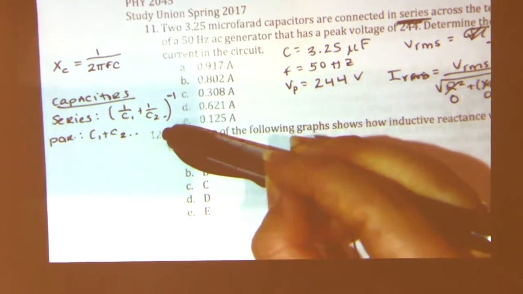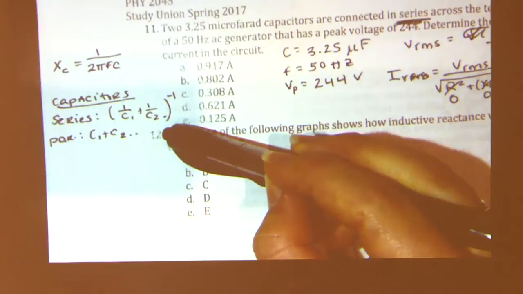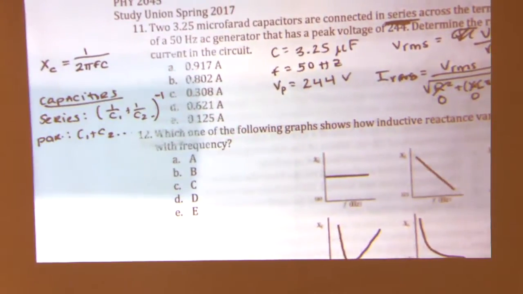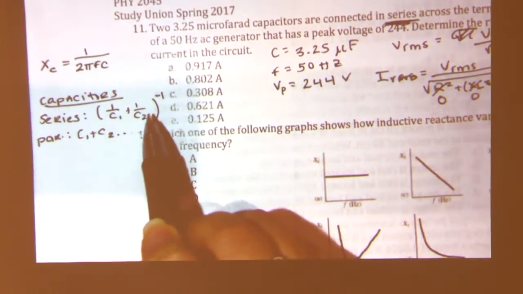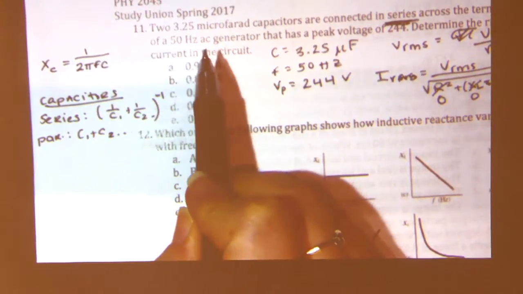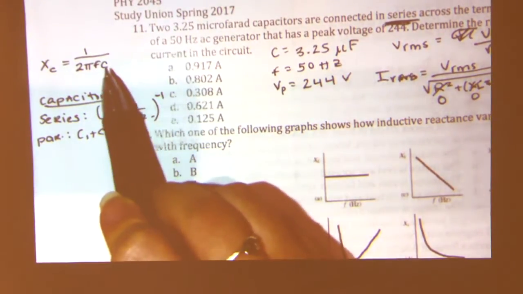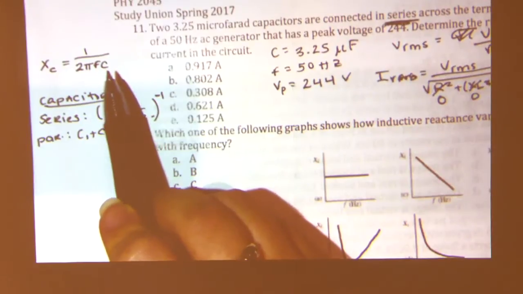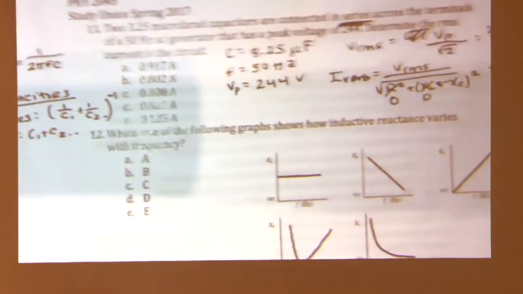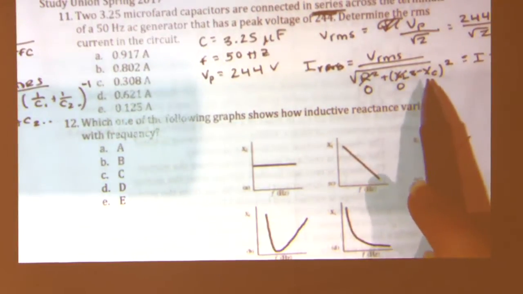For resistors in parallel, we have 1 over R1 plus 1 over R2, and so on. So just remember that capacitors are different from resistors. We can't just add them together in series. Once you get that total equivalent C from adding 1 over 3.25 plus 1 over 3.25, you can plug that equivalent capacitance into the XC formula, solve for XC, and then come back over here and plug in that XC.